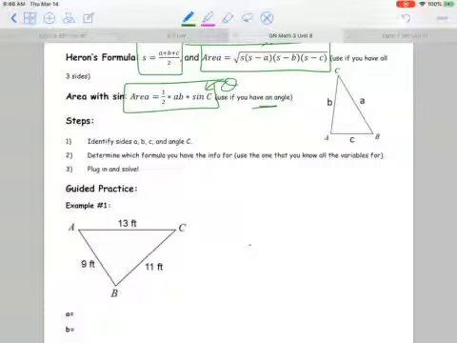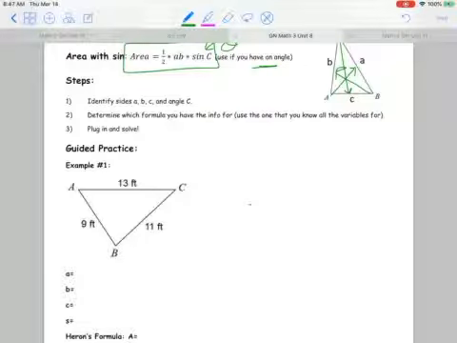So it doesn't really matter what A, B, and C are. So the best way, though, is A is usually across from angle A, B is across from angle B, and C is across from angle C. So on this first one, go ahead and label A, B, and C. So you should have gotten A is this, B is this, C is that. Now I'm just going to fill those in really quick.